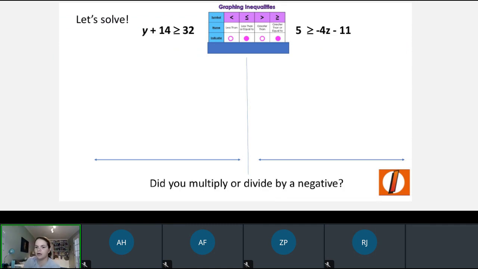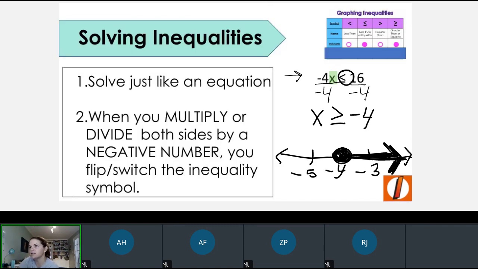All right. So what happened to 16? 16 got divided by -4. So this is 16 divided by -4.